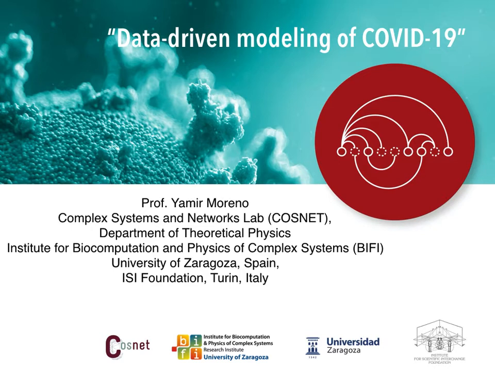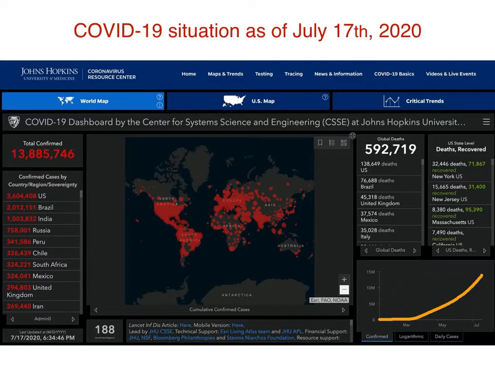And today I will be talking about some recent work that we have been doing about how to model, using data, COVID-19, which is responsible for the current emergency situation that we all are experiencing worldwide, with around 14 million people already confirmed to have gone through COVID-19, leading to roughly 600,000 deaths.